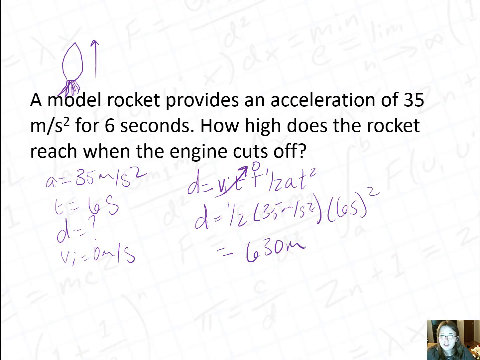But again, we want to check our units. So it's meters per second squared times the seconds squared because of the squared on the outside. These two cancel, and we end up with meters, which is exactly what we want. So that makes sense. And we can be confident in our answer.